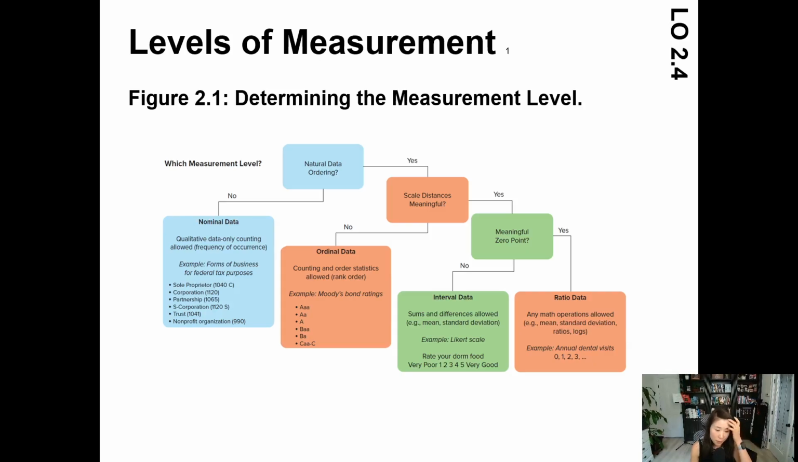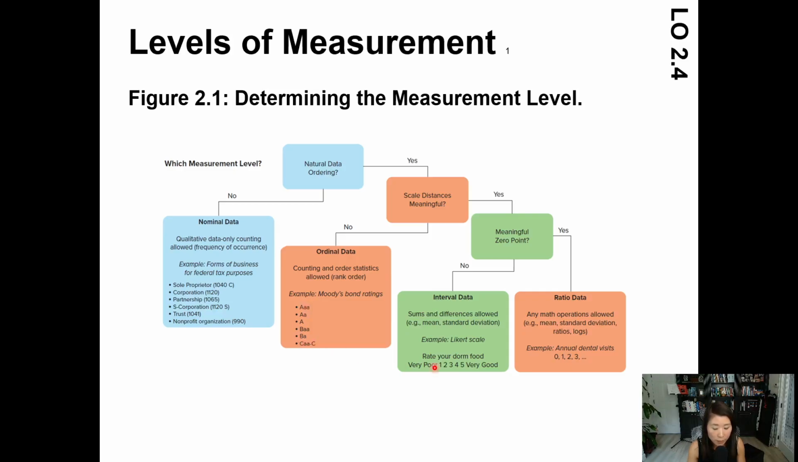So here I give you more examples. Nominal includes sole proprietorship, corporation, partnership. So here are the forms of business for federal tax purposes, right? As you can see, there are just a bunch of names. There is no order. And for the ordinal, Moody's bond rating: AAA, AA, A. So AAA is better than AA, which is better than A. They are just categories, but as you move from the top to the bottom, the company's credibility is going down.